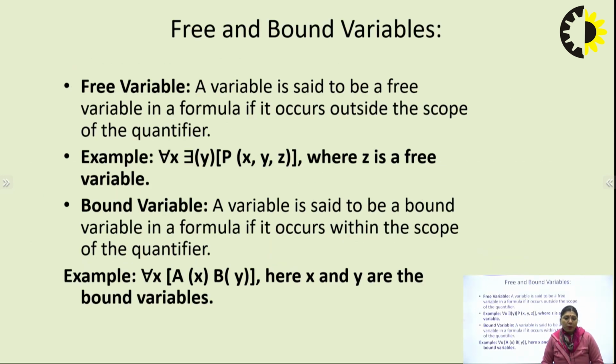So the next topic, a small topic, we are discussing again about the free and bound variable. What is free variable? A variable is said to be a free variable in a formula if it occurs outside the scope of the quantifier. जो भी आपका scope है, जो भी आपका डोमेन है, अगर उसके हम बाहर की बात करना शुरू कर देते हैं तब उसको हम कहेंगे आपका फ्री वेरिएबल. उसका हम यूज ही नहीं कर रहे हैं.